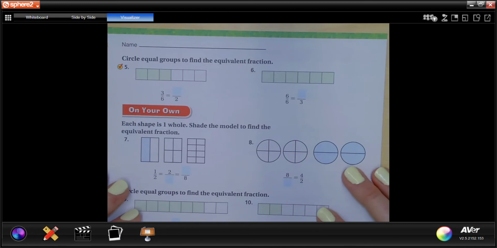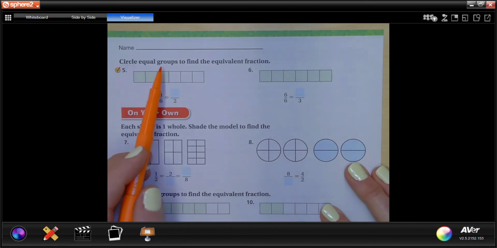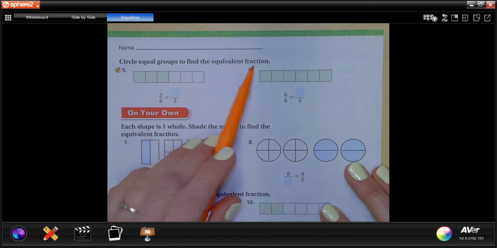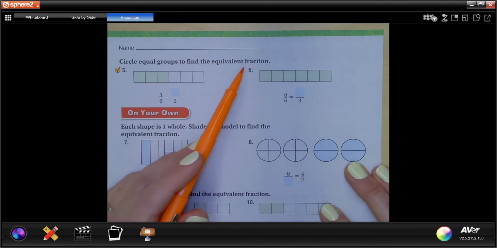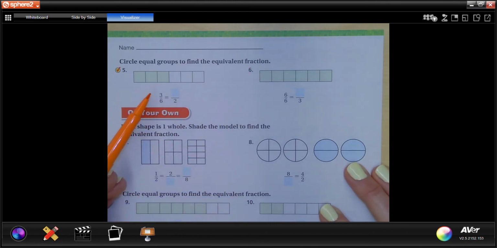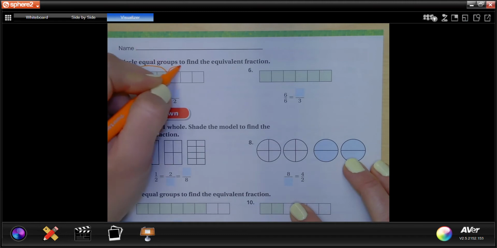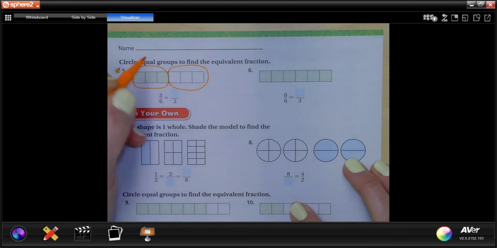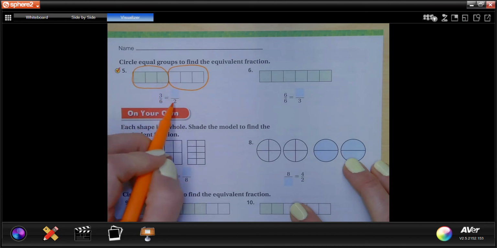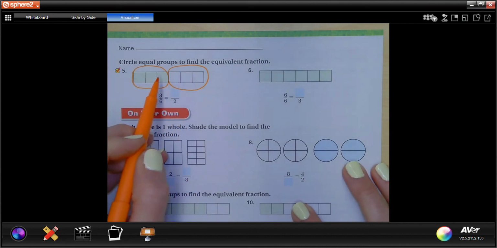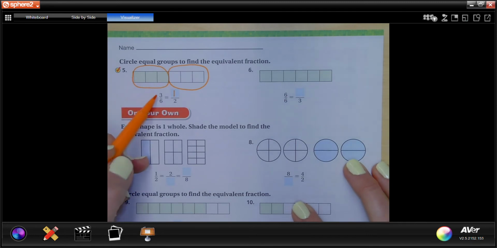Page 547. Number 5. Circle equal groups to find the equivalent fraction. Okay. So 3/6, so 1, 2, 3 out of 6 are shaded. Well, if you want two groups, 1, 2, our denominator's 2, so there are two groups. How many of those groups are shaded? 1. So 3/6 is equivalent to 1/2.